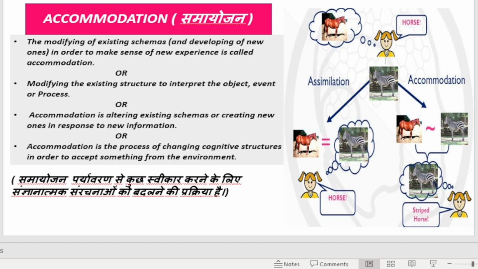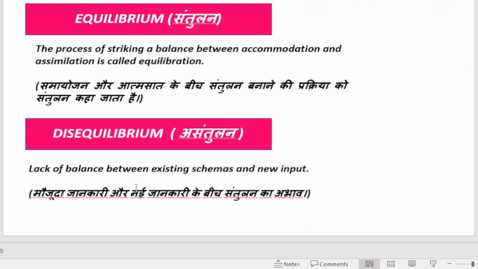Let me share one trick with you friends. How will you pick the option smartly in the examination? There is one word mod in the word accommodation. You can see mod, right? Now we'll make mod to modify. So if you see the word modify, changing, altering in the question, you can directly pick the word accommodation from the options, right? Now let's move on to the next, equilibrium and disequilibrium.